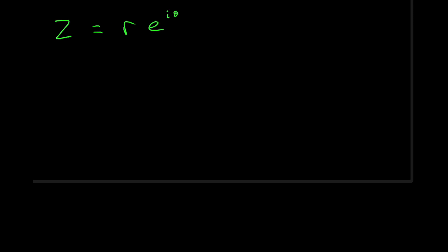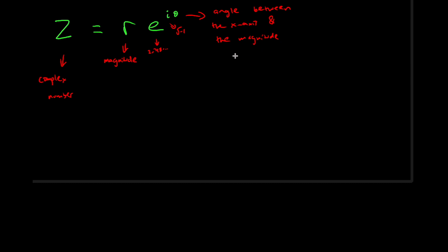Well, what are all these symbols? z is a complex number. r is the magnitude of the complex number. e is 2.718, etc. i is the square root of -1. And theta is the angle between the x-axis and the magnitude line.